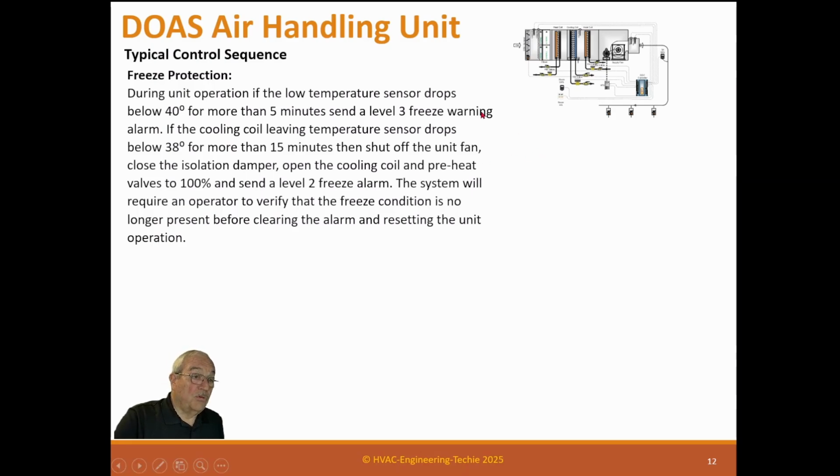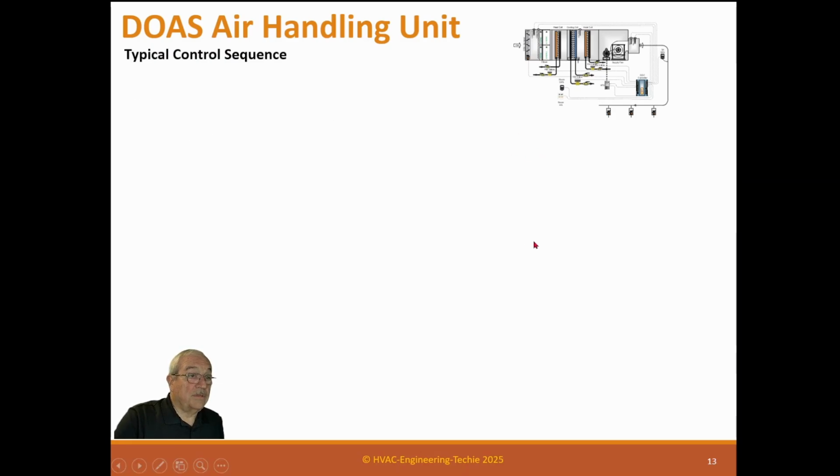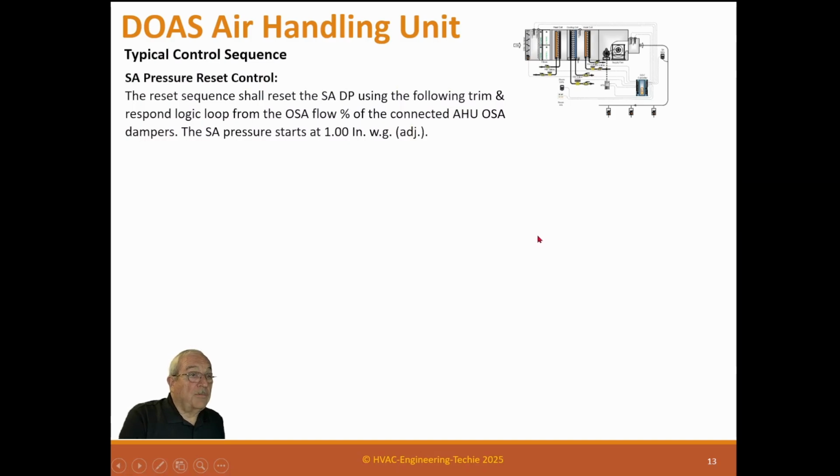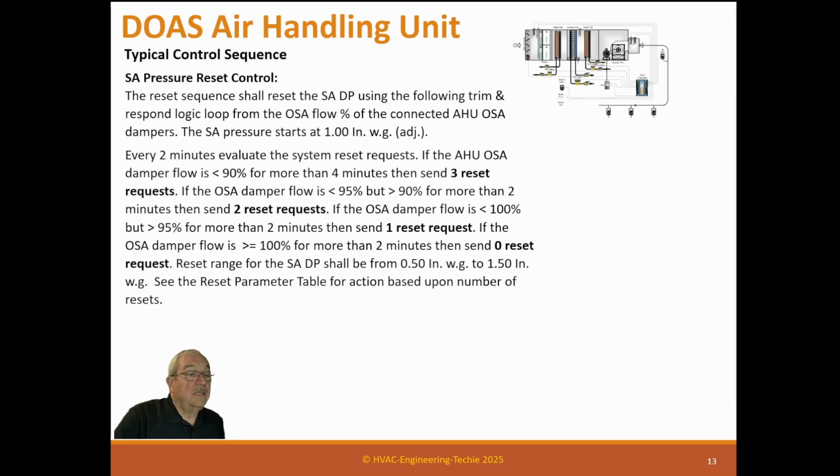So this would normally be the condition that what happens there. Supply air pressure control. The reset sequence should be reset the supply air differential pressure using the following trim and respond logic loop from the outside air flow percentage of the connected air handler outside air dampers. The supply air pressure starts at 1-inch water gauge. So here's the reset schedule.